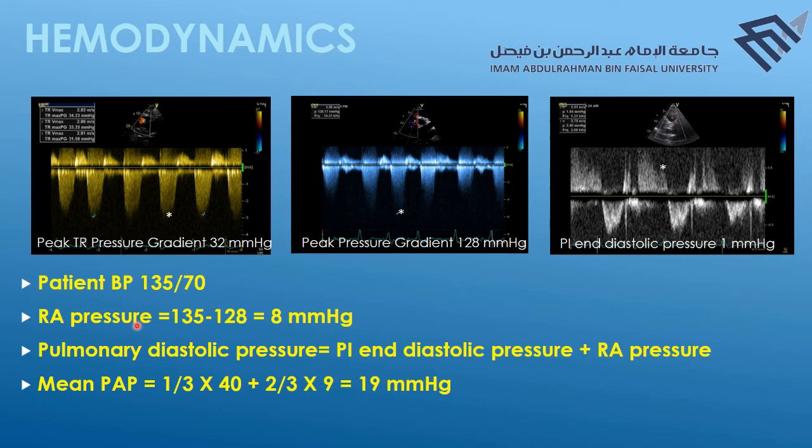And by knowing the RA pressure of 8 millimeters of mercury, we can then calculate the RV systolic pressure and RV diastolic pressure, which we mentioned earlier. So from that tricuspid regurgitation, adding 8, we get the RV systolic pressure. And from this end diastolic pressure across the pulmonary artery, adding 8, which is the RA pressure, then we get the pulmonary artery diastolic pressure. And as we noted earlier, the mean pulmonary artery pressure is 1/3 of systolic plus 2/3 of diastolic. And then here we got 19, which is pretty close to what we got by measuring acceleration time.